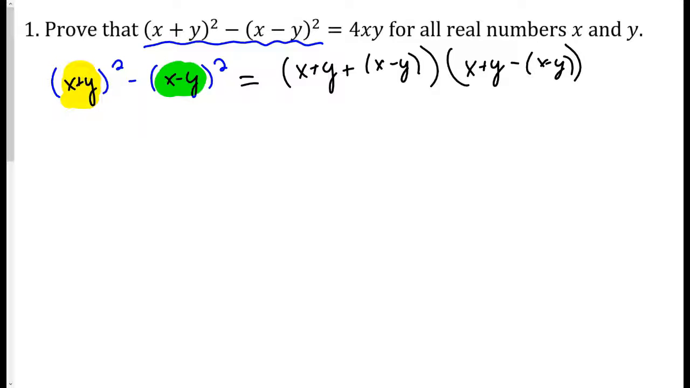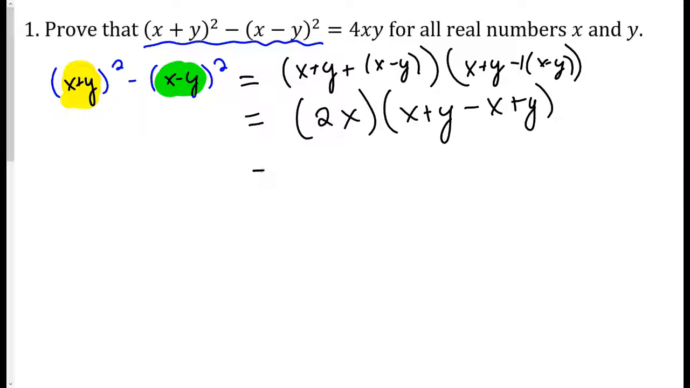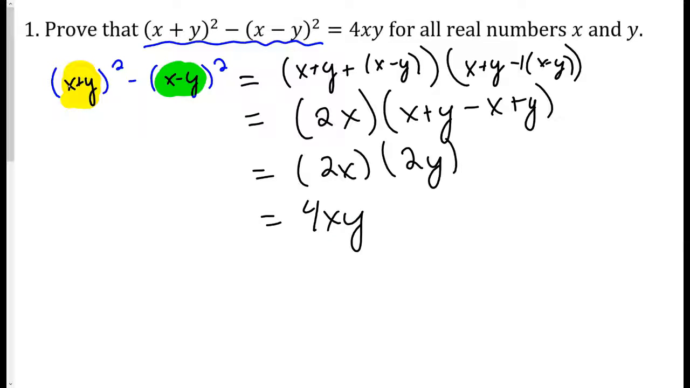So you could do this whole problem by squaring each of those binomials and then subtracting, and you're going to get 4xy. But here's where that looking for and making use of structure makes things a little bit easier. So x plus y plus x minus y, well, that's 2x, y minus y is 0. Over here we have x plus y, distribute the negative 1, minus x plus y. We have 2x times x minus x is 0, y plus y is 2y. 2x times 2y gives me 4xy. So we showed that (x plus y) squared minus (x minus y) squared is 4xy.